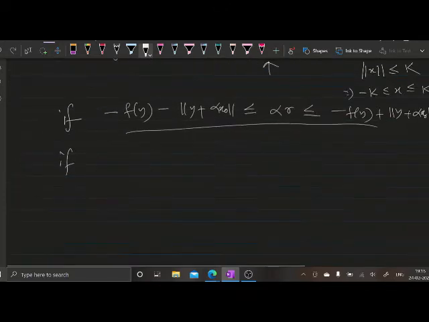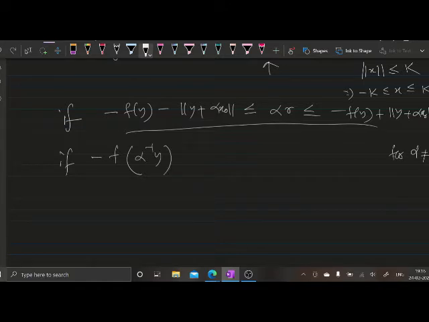And again, for alpha not equal to 0, suppose you take the non-zero scalars, then you can take the alpha inverse and multiply it with the vector, scalarly. So minus of f of alpha inverse y minus norm of alpha inverse y plus x naught, and this will be r, less or equal to minus of f of alpha inverse y plus norm of alpha inverse y plus x naught, right?